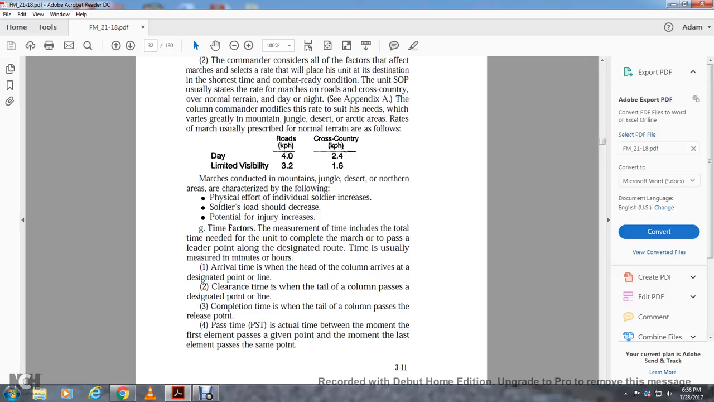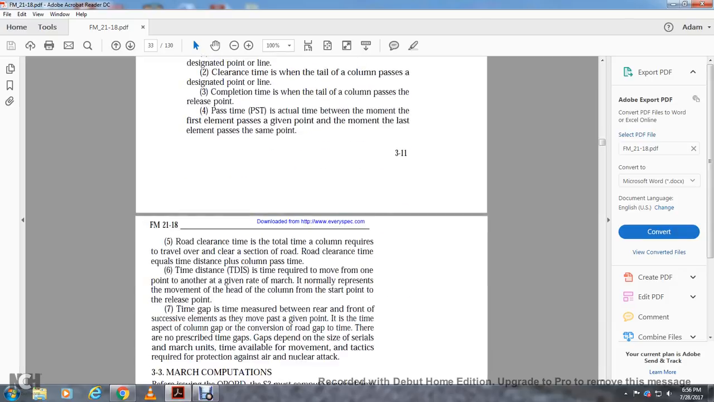The variable arrival time is when the head of the column arrives at the designated point or line. The clearance time is when the tail of the column clears the point or line. Completion time is when the tail of the column passes the release point. Pass time, or PST, is the actual time between the moment the first element passes a given point and the moment the last element passes the same point.